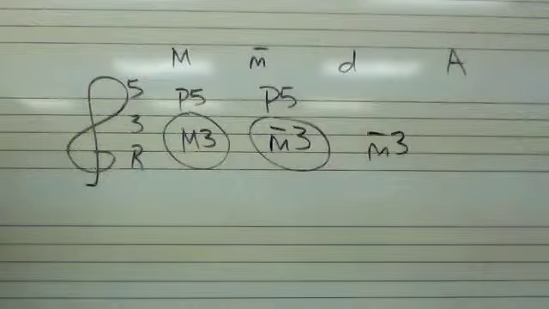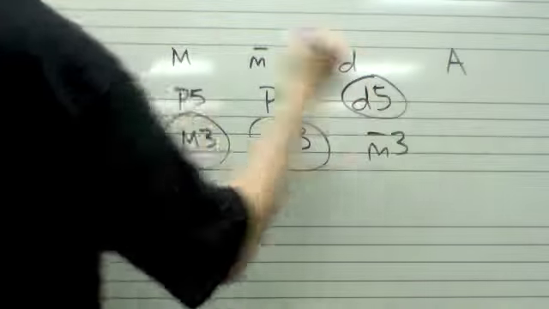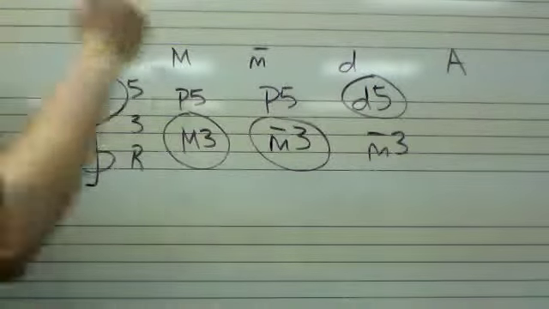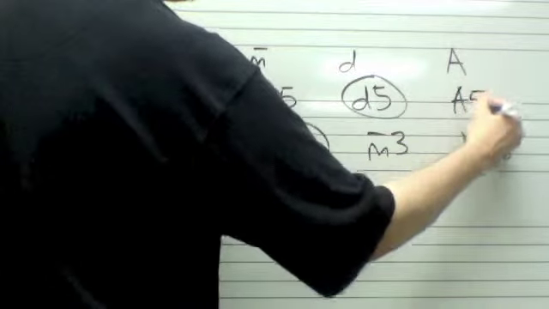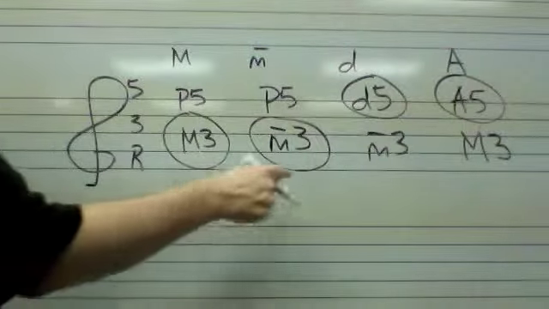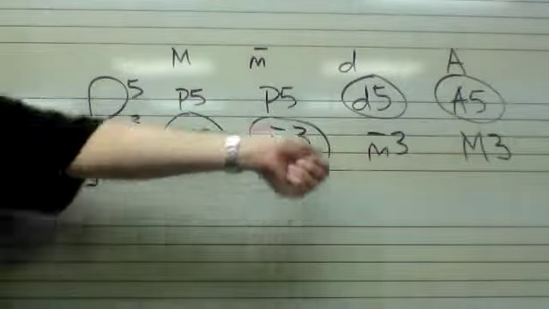Distance between the root and the third in a diminished triad is a minor third with a diminished fifth. Between the root and the fifth, major third, augmented fifth in an augmented triad. The intervals which are circled are the ones that distinguish these chord qualities. So those are the important ones.